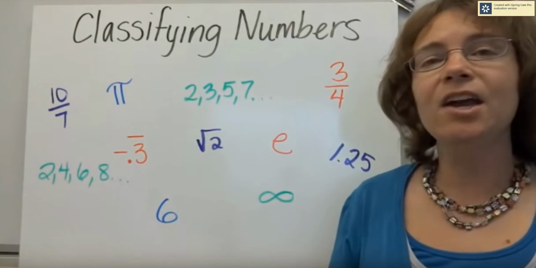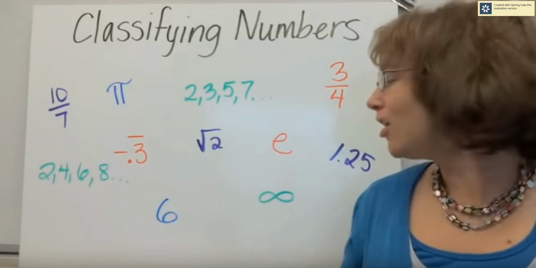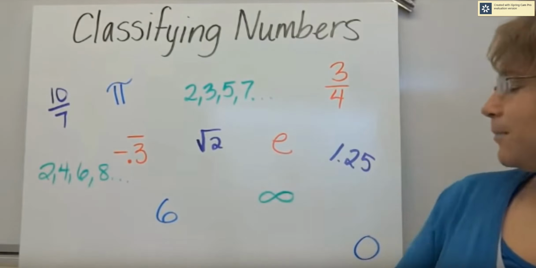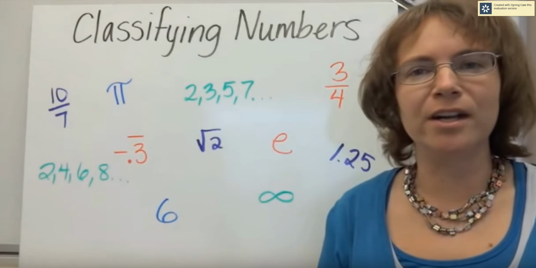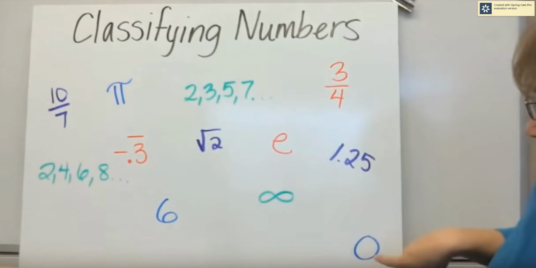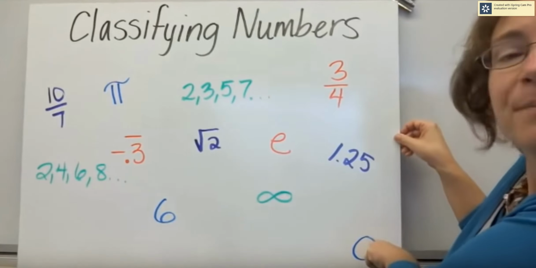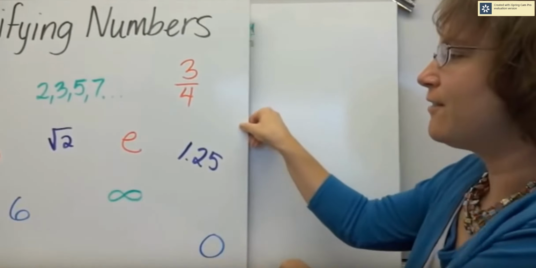We have the number e. We have a number that's not really a number at all, infinity. Decimal numbers, 1.25, and a number that actually represents no quantity, one of my favorite numbers, 0. So mathematicians had to find a way to classify these.